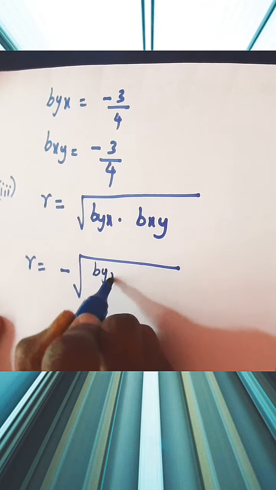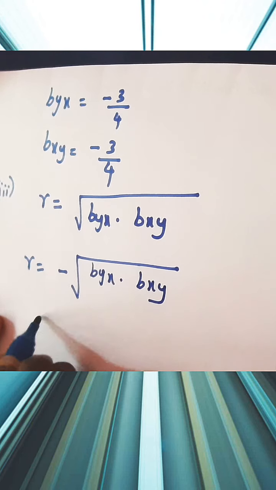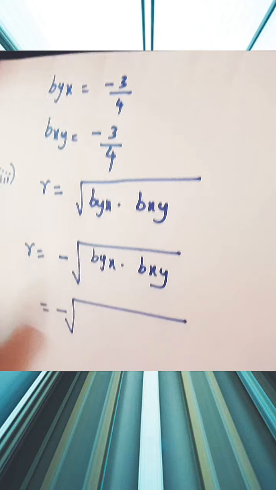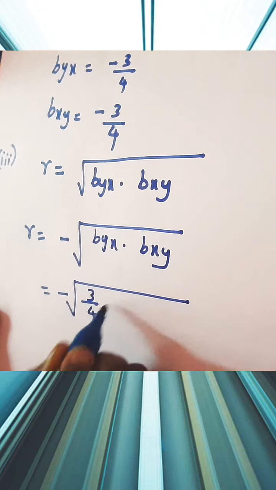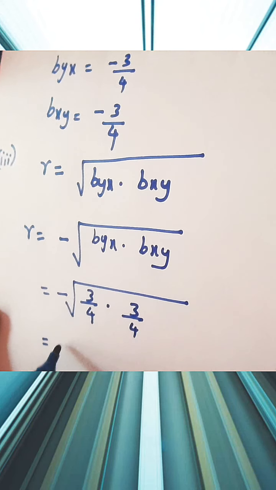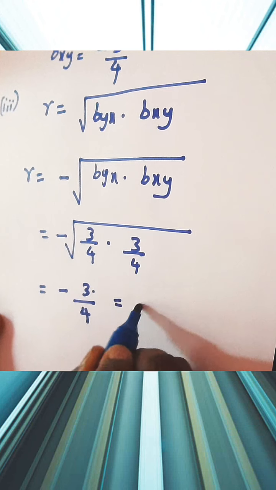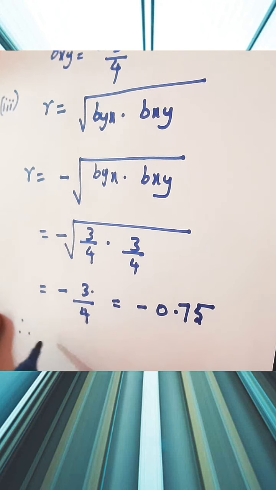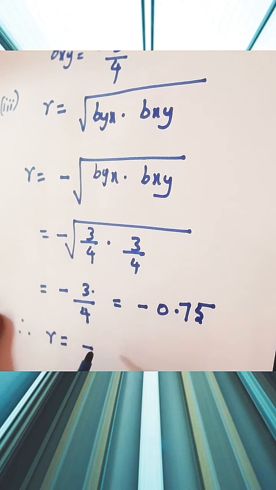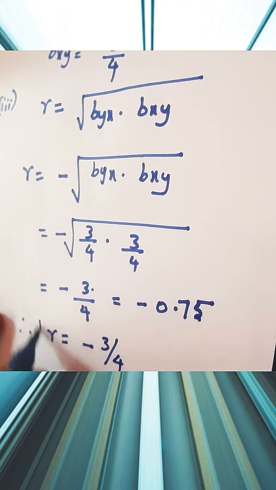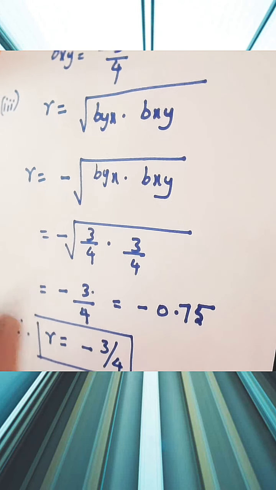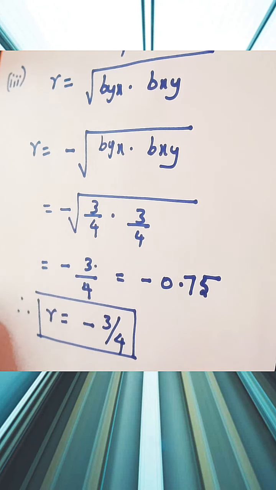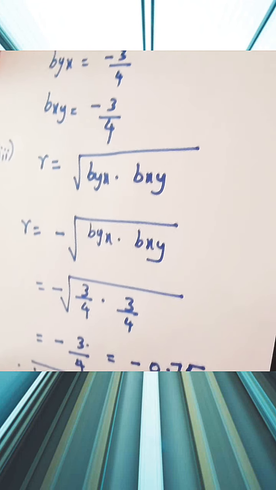We have byx into bxy, which is positive. What is your byx? 3/4 times 3/4. What is the answer you're going to get? It is -3/4 after simplification, which is -0.75. Therefore the value of r is equal to -3/4. So this is the final answer. You can have a look. Understood, students? It's very simple.